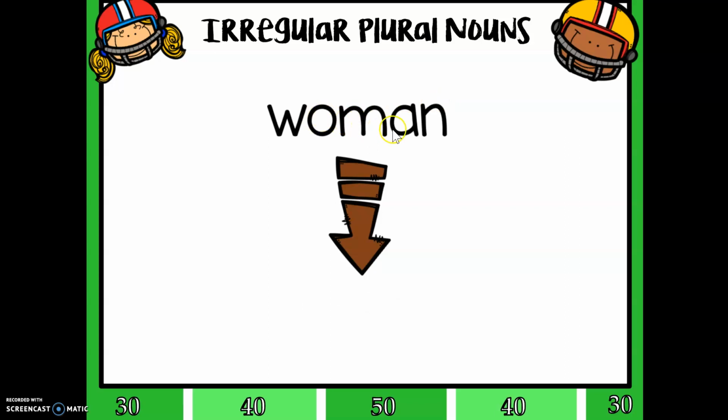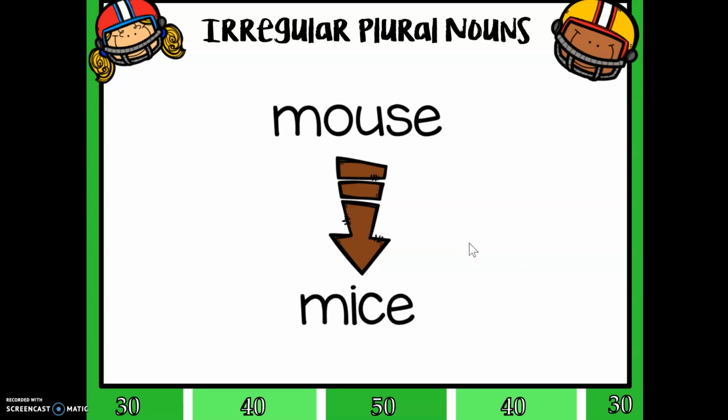The same with woman. 1, woman. 2, women. I change the spelling to make the noun plural. I can't just add something to the end. Mouse. 1 mouse. 10 mice. Yikes. If you look at mouse and mice, I'm not just changing the spelling by a letter, I'm changing the spelling by several letters. It's not 10 mouses, it's 10 mice.